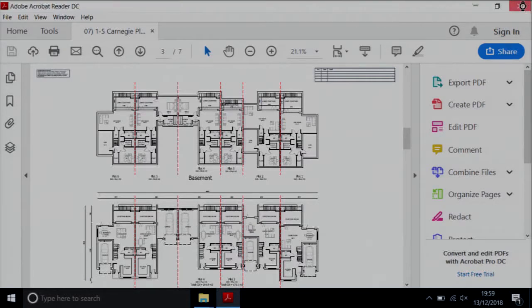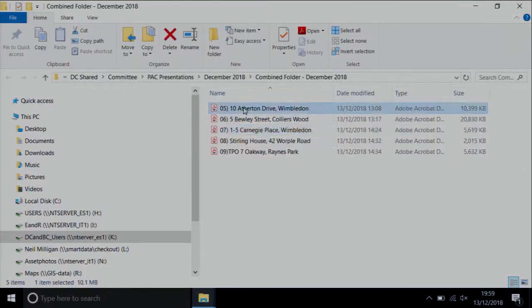We now move on to Deacon House, which is 10 Atherton Drive. We have no speakers for this application.